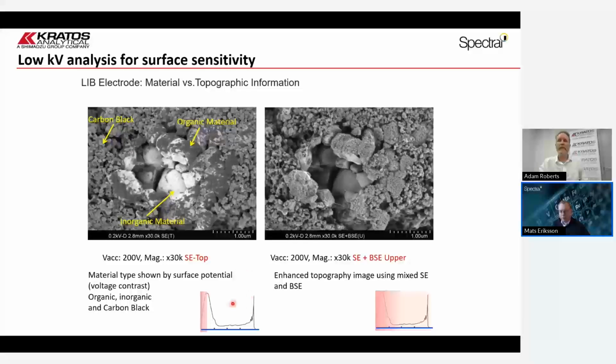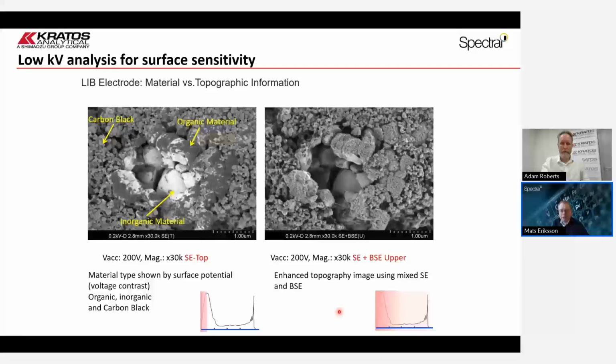The red area I've illustrated shows that on the left-hand image, I'm only collecting low energy secondary electrons, which can only escape from the very top surface. Compared to the right-hand image, again only 200 volt landing voltage, but here I collect basically all the electrons that are emitted, both secondaries and backscattered, even though those definitions start to blur a little at these very low voltages.